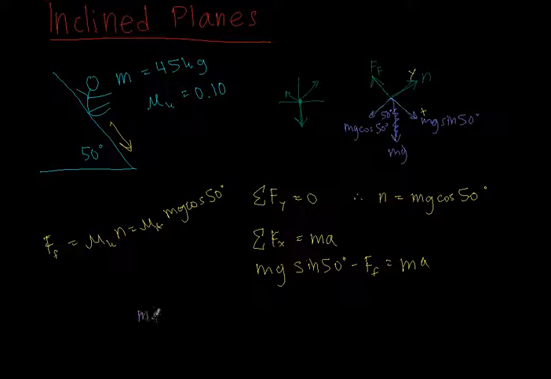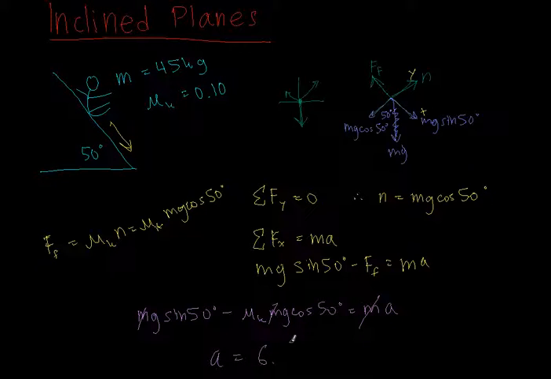So that mg sine 50 degrees, which is just straight from here, minus mu k mg cosine 50 degrees equals ma. Now here, if we were to divide everything by m, we'd see that the m's all cancel, and a equals g sine 50 degrees minus mu k g cosine 50 degrees. And if we plug all this into our calculator, we see that a equals 6.88 meters per second squared.